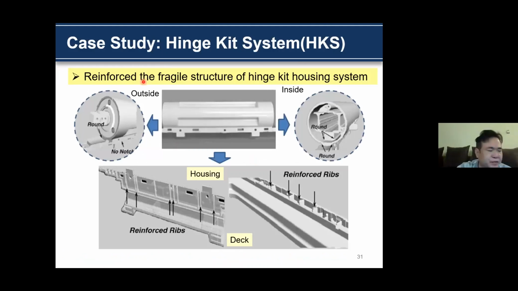I will explain how to improve the design of the hinge kit system, because the first test failure came from a fragile structure. For the weaker structure of the hinge kit system, on the outside we eliminate the notch and give it rounding. We also keep the rounding inside. And then we added a reinforced rib to the housing and the deck.